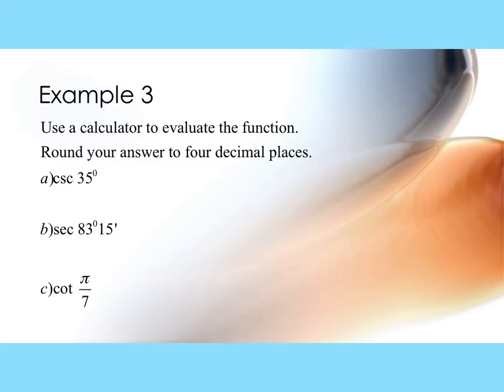So I would make sure that my calculator is in degrees for that first one, and then it's 1 over the sine of 35 degrees, which is 1.7434.